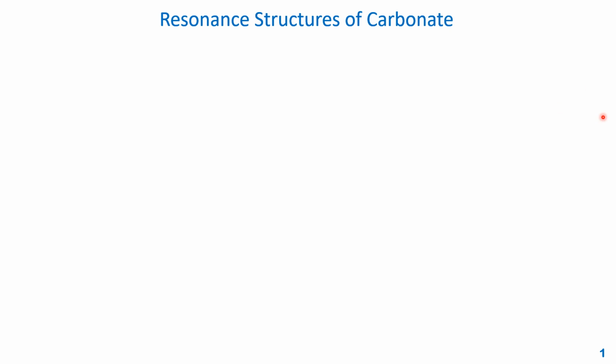Hello everyone, welcome back to my organic chemistry mini lecture. Our topic today will be resonance structures. When we draw a Lewis structure, sometimes we can draw more than one correct structure, and that is called resonance structures.